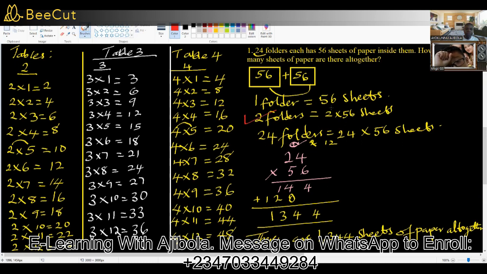Good. Two folders is how many sheets? Two folders. Total 56 sheets. Yes. Now 24 folders is how many sheets? 24 folders is 24 times 56. And what is 24 times 56? 1,344. So that means there are how many sheets of paper altogether? 1,344 sheets of paper altogether. Do you understand this? Fine.